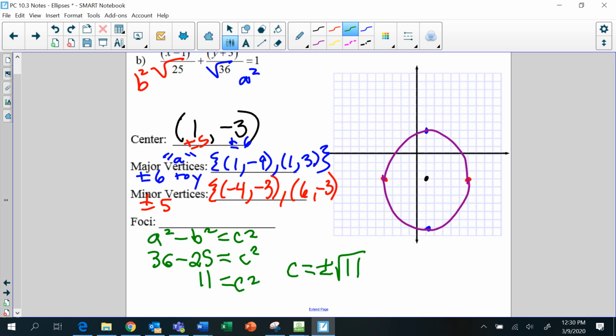I'm going to write the foci with square root 11, but I do need to know approximately what that is to graph it. So I'm going to add it to the y. Square root 11 does not add with negative 3, you can't combine them. So I'm just going to have 1 comma negative 3 minus square root 11 and 1 comma negative 3 plus square root 11. So that's how I'm going to write my foci.